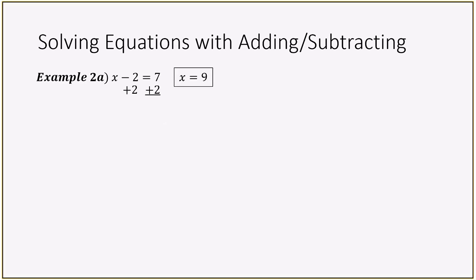So I'm left with x is equal to 9. And I could go back and check, but it's almost trivial at this point. It's pretty quick to see 9 minus 2 is 7. But that's what I'm talking about: if you've gone through your process and you get an answer, you should be able to check it.